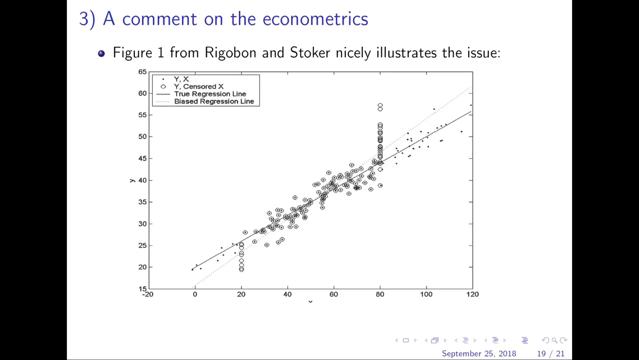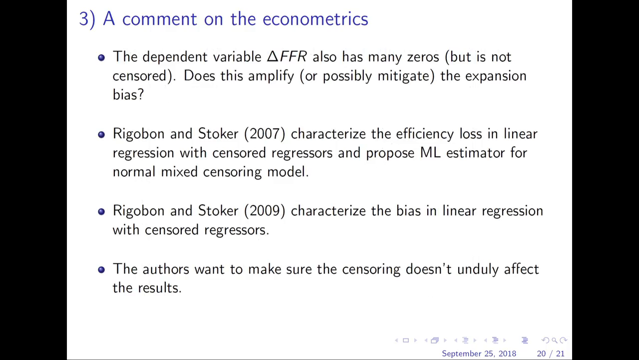A nice way to illustrate the issue that can arise if you have a censored right-hand-side variable is from this Rigobon and Stoker paper. If you have a lot of observations that you truncate at a given value, in their example it's 80, but in Annette and Anna's paper at zero, then you can find a larger regression slope than might actually be in the continuously registered variables. So that's a potential econometric issue that I think Annette and Anna might want to look into.